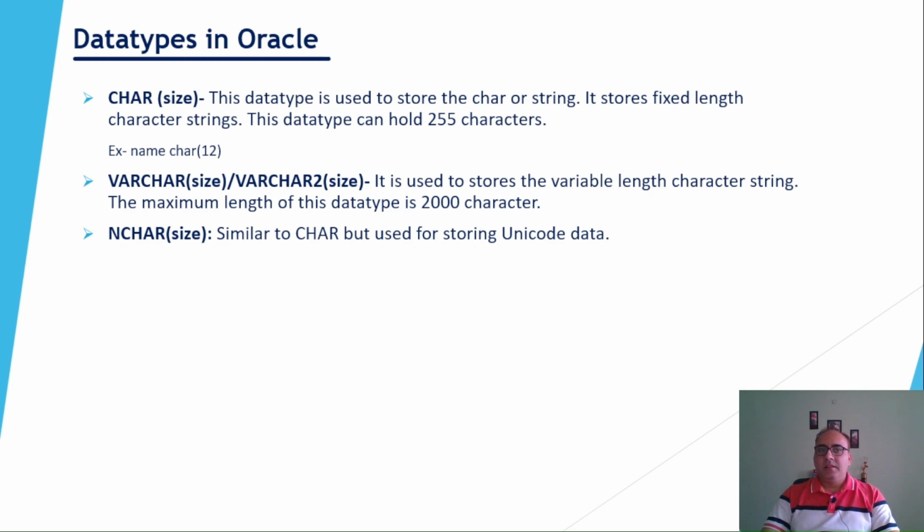Then we have NCHAR. This is similar to CHAR. The only thing is that using NCHAR we can store Unicode data. Now, what is Unicode data? Unicode is a standardized encoding system which assigns a unique number to each and every character and symbol. This unique number is common across all languages and platforms. This is quite helpful for multilingual support and provides consistency in text representation and storage. Different sorts of special characters can be handled properly using encoding. Some examples of encodings are UTF-8, UTF-16, etc.